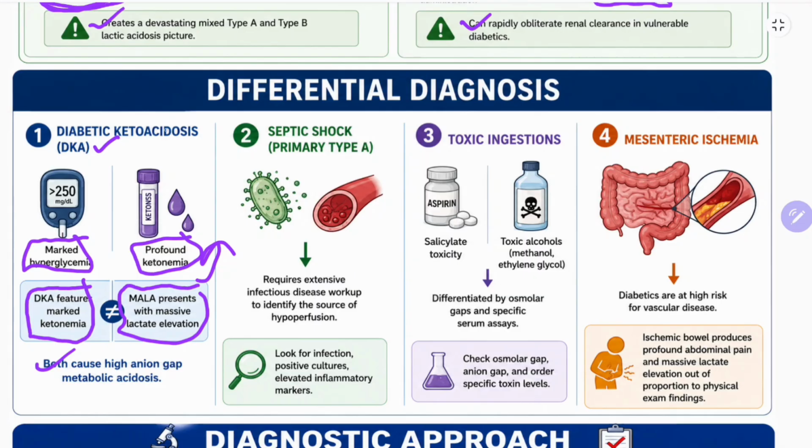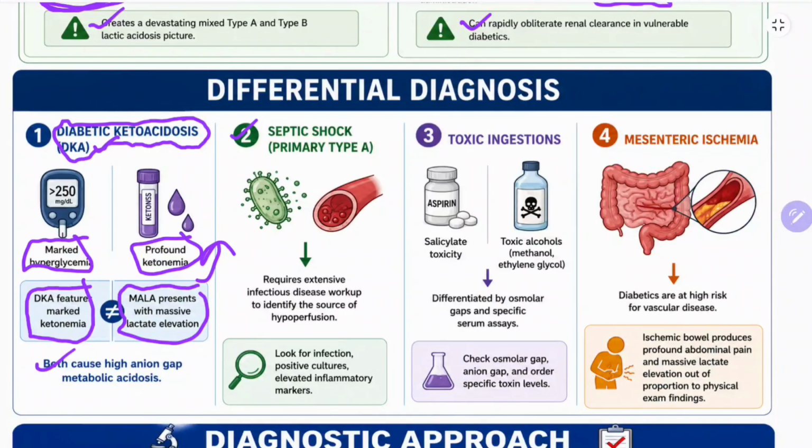Even the ketosis can also be there. So we can also have this type of mixed picture. The patient can have diabetic ketoacidosis and can also have Metformin-Associated Lactic Acidosis. We can have this type of picture also. So this is the first differential, mainly seen in type 1, though also seen in type 2.